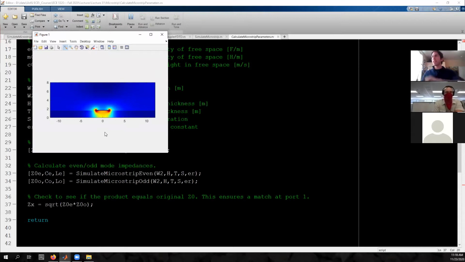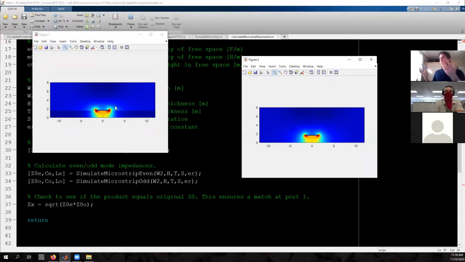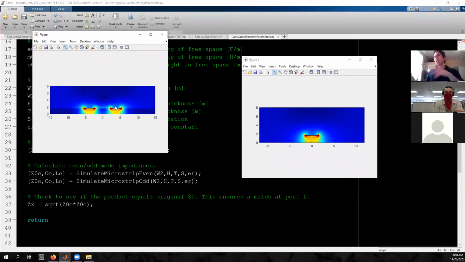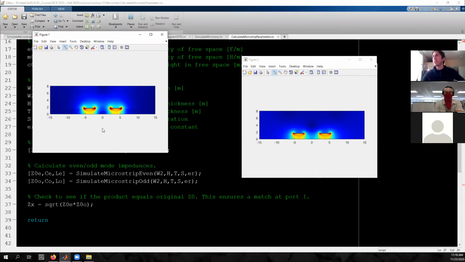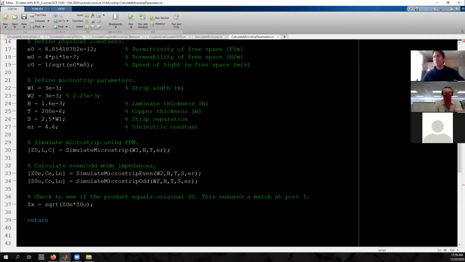So you run the simulation. First it's going to run the strip by itself, and it'll calculate all the parameters. And then it's going to run the even mode. So you see it's just crunching along real quick. I can turn off the plotting if I wanted, but it's there for a nice validation. Then it does the odd mode here, so you can see the electric field, the magnetic field, and then the end.